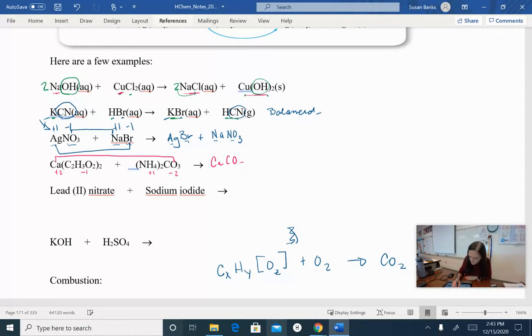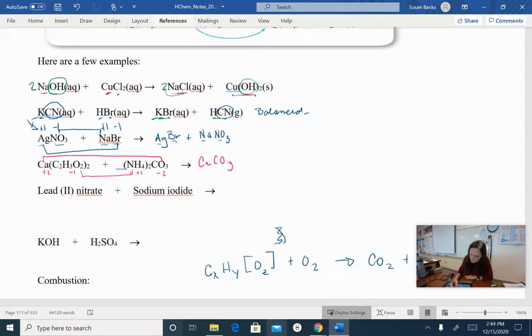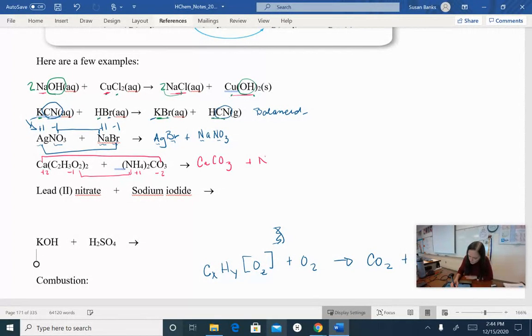Calcium carbonate. Okay, now our other positive is ammonium. The only other negative that it can get together with is acetate. Ammonium is a positive 1. Acetate is a negative 1, so they are going to also get together on a 1-to-1 ratio. Positive 1 plus negative 1 equals 0. So here we go. Ammonium acetate.